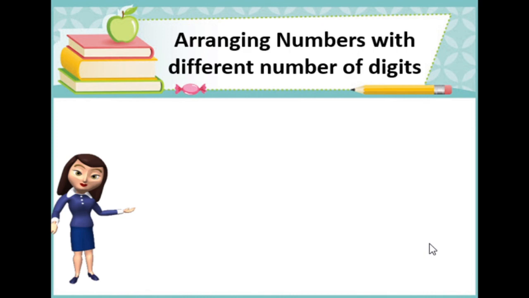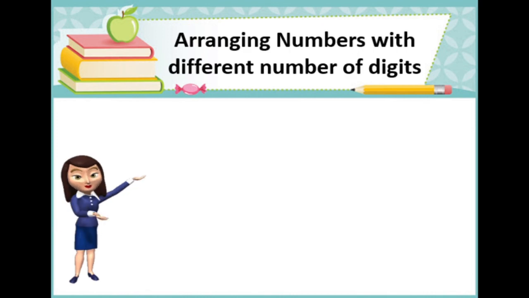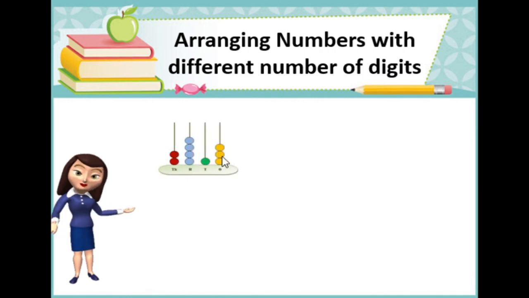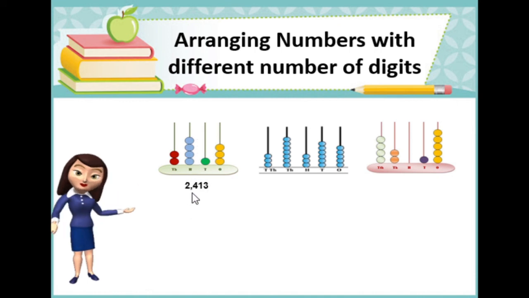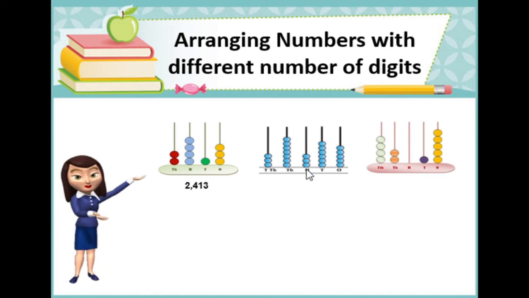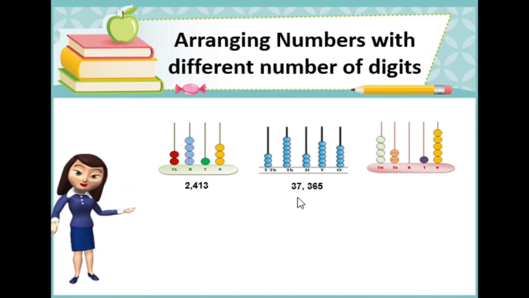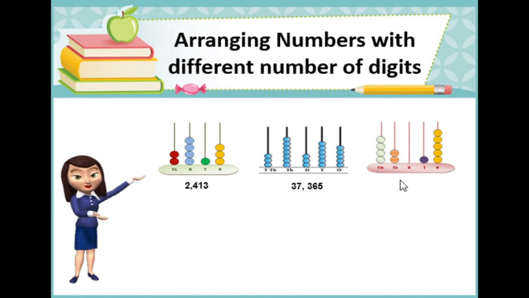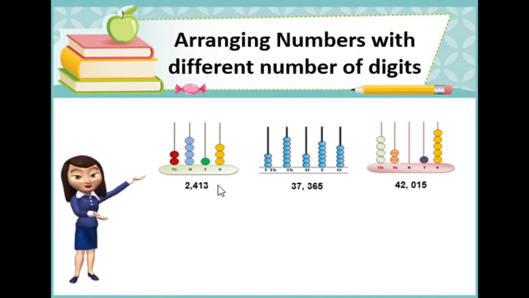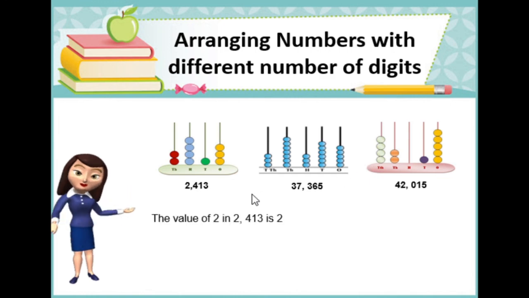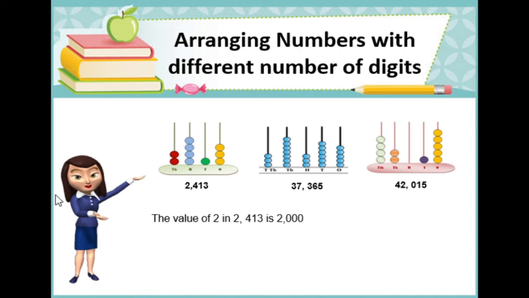Next, arranging numbers with different number of digits. The first abacus contains the number 2,413. The second contains 37,365, and the last contains 42,015. They don't have the same number of digits. Let's try to find out their individual values.